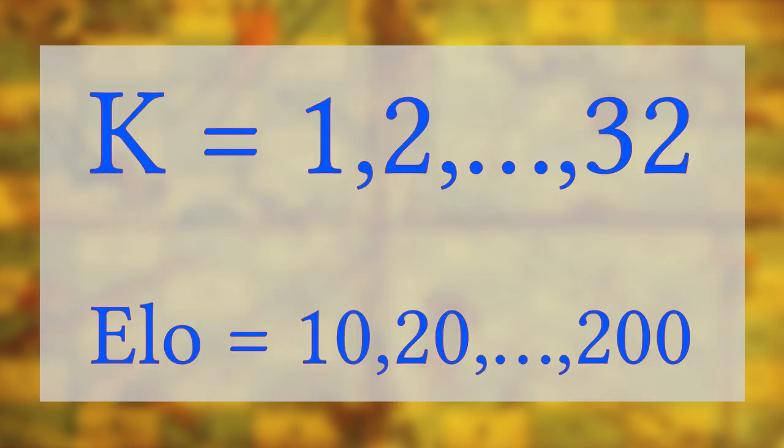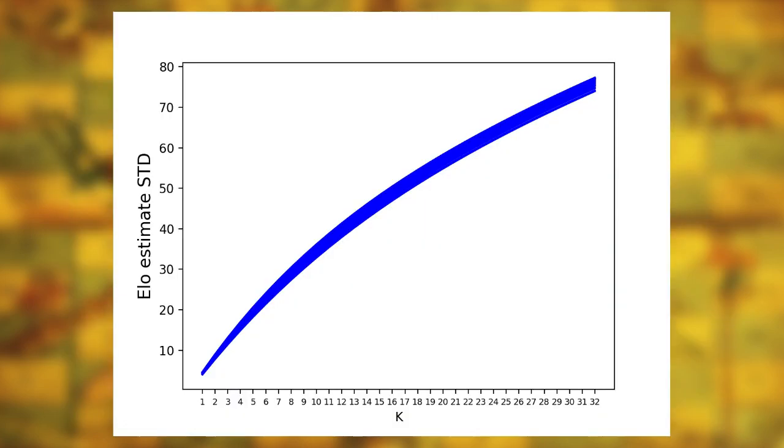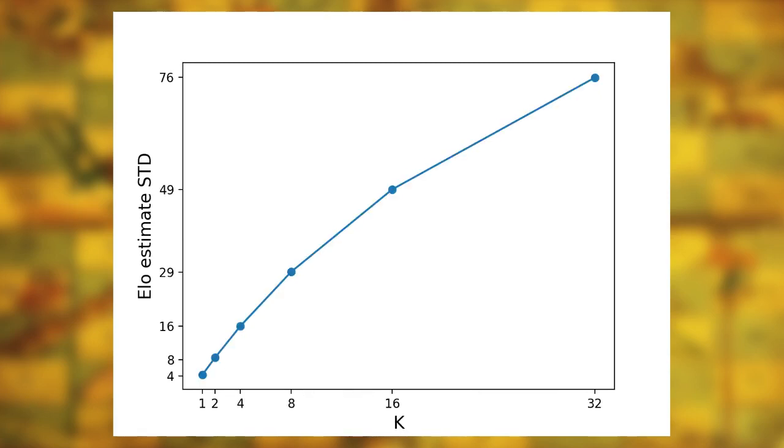I ran the process for Ks from 1 to 32 and Elos from 10 to 200 and collected two statistics: the estimate mean value, how accurate it is, and the standard deviation, how wild it is. And here's the graph of the standard deviation. Those are actually many graphs of Elos from 10 to 200, but they got lumped together. The Elo value, it turns out, has but a very small effect on the variance of the estimate. It's just K. The variance is about 74 for K equals 32, 47 at K equals 16, and 16 when K equals 4. Those are serious numbers.